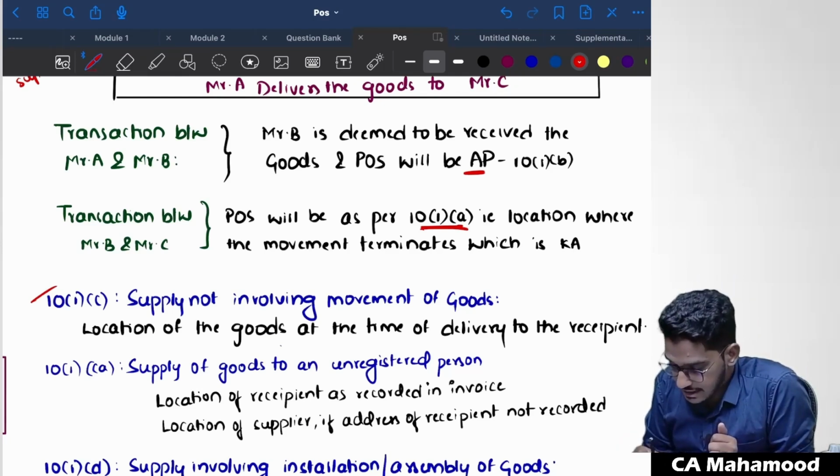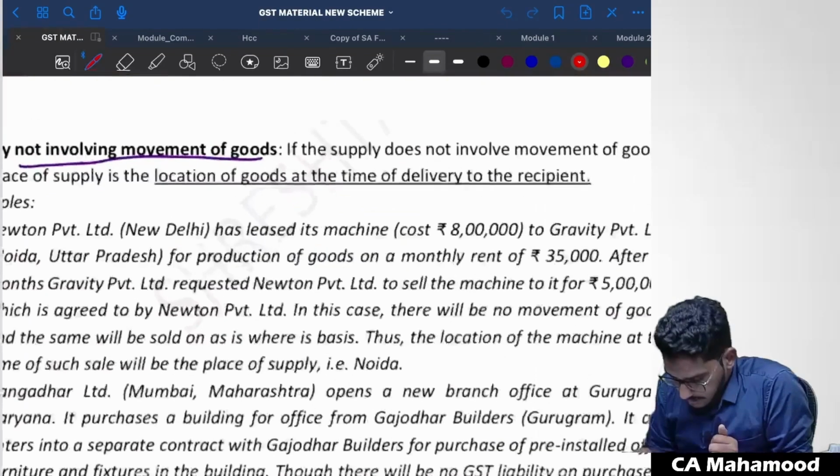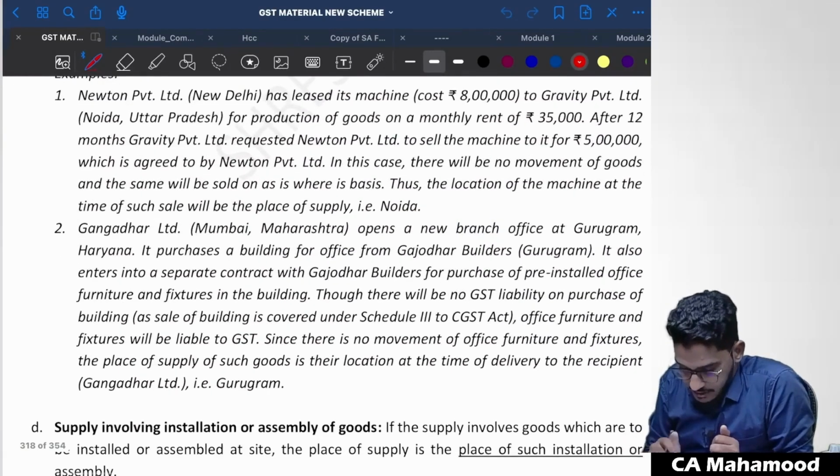See, for this, I have an example. Let me show you that example. That will give you better clarity. Sir, how will transactions happen without any movement? See here.